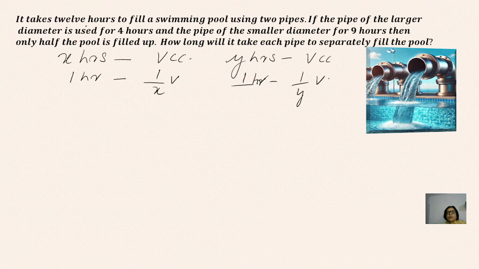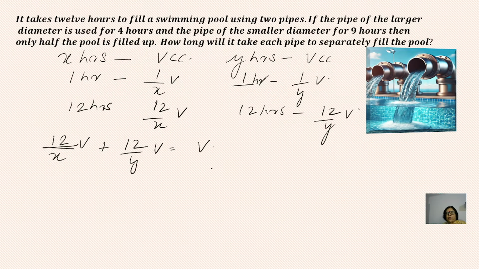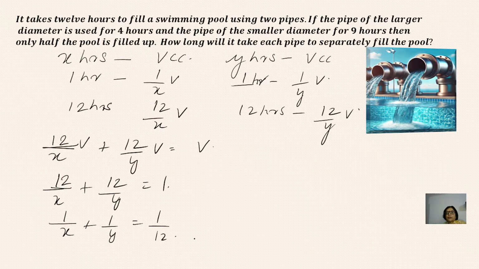So now the question says it takes 12 hours to fill a swimming pool using the two pipes. So in 12 hours, the first pipe will fill 12 by X of the total volume, and the second pipe in 12 hours will fill 12 by Y of the total volume. So if they are operating together, in 12 hours the total volume is the whole volume because the swimming pool gets filled up. So 12 by XV plus 12 by YV is equal to V, that is the total volume. We can eliminate V from both the sides and we can rewrite this as 12 by X plus 12 by Y is equal to 1. We can even transfer 12 to the other side and we'll get here 1 by X plus 1 by Y is equal to 1 by 12. So this is the first equation.